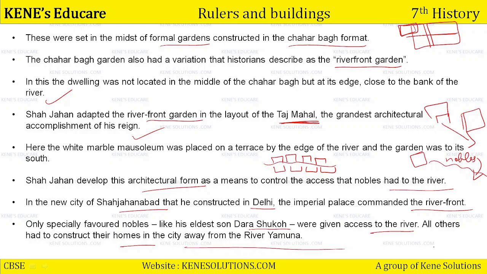रिवर के पास केवल उनको घर बनाने दिया गया who were favored nobles, जैसे कि Darashukoh was the son of Shah Jahan and he was a very important noble in Shah Jahan's reign. So he and his favored nobles were allowed to have a palace near the river and have access to the river, but various other nobles were asked to construct their homes away from the river Yamuna.